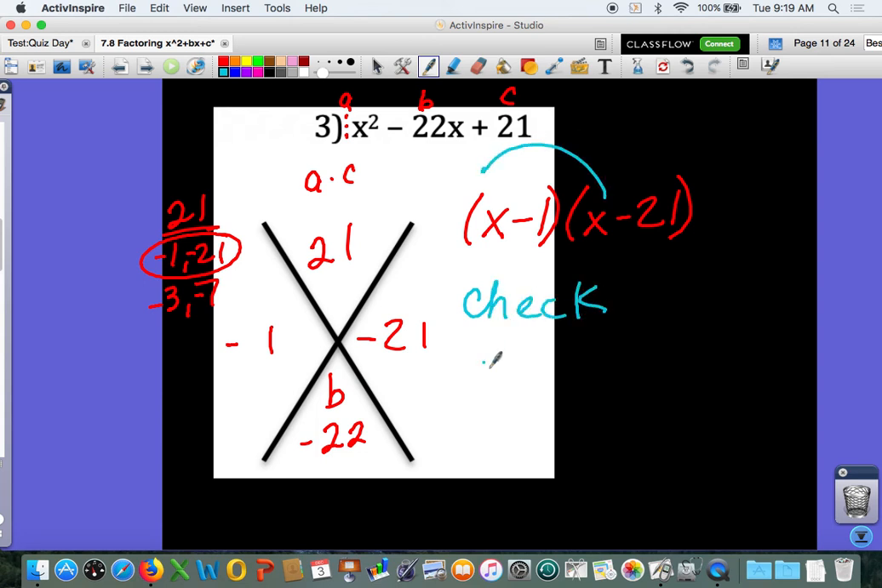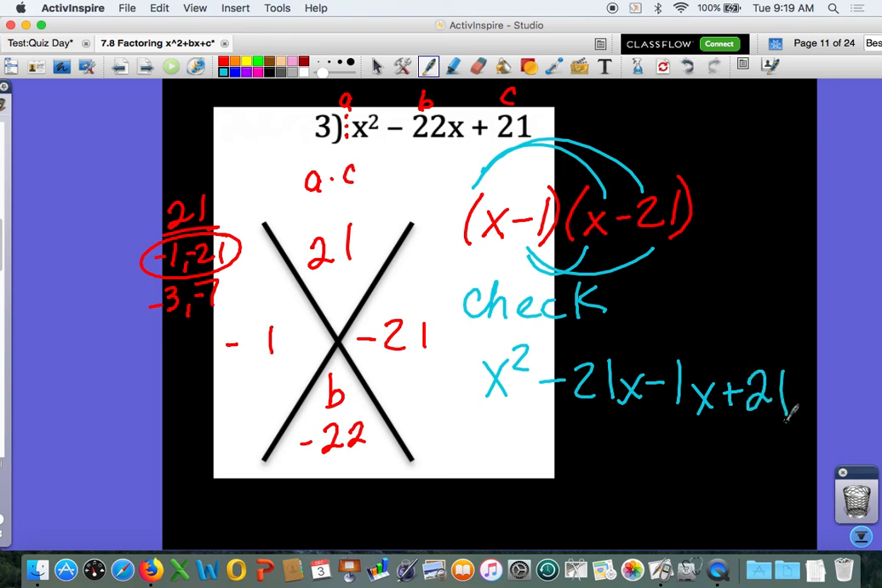X times x gives me x squared. X times negative 21 gives me negative 21x. Negative 1 times x, negative 1x. Negative 1 times negative 21 is plus 21. Combine your like terms. X squared minus 22x plus 21. Okay, so does that match my answer? Yes, it does. So this is my answer.